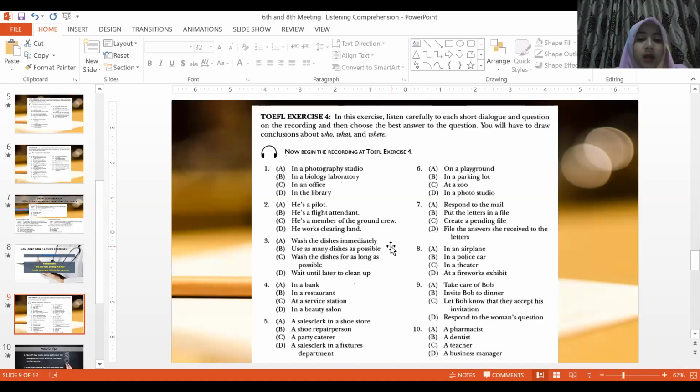No. And then B, use as many dishes as possible? No, of course not. It's not using, but postponing the washing. Then C, wash the dishes for as long as possible. Or D, wait until later to clean up. Wait until later, so yes, that's the answer. The answer is D. Okay.